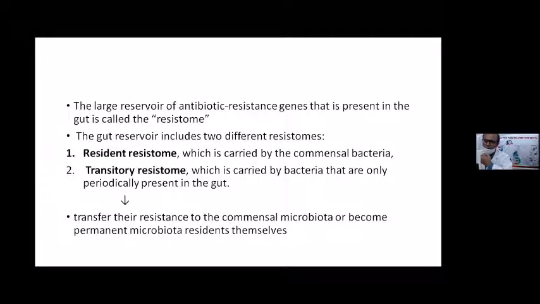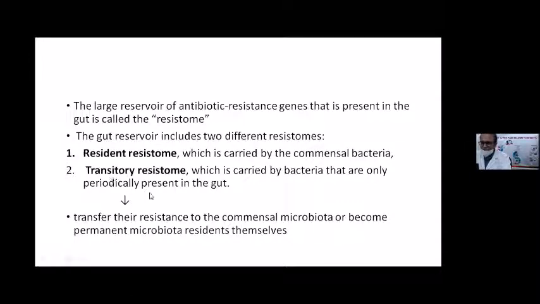There are two kinds of resistomes. One is called the resistant resistome, which is normally carried by the commensal bacteria and does not impart resistance to a lot of antibiotics. The second category is called the transitory resistome. This is basically dangerous because it includes all the MDR genes, which are transitory in nature, but over a period of time, what is the problem with them?